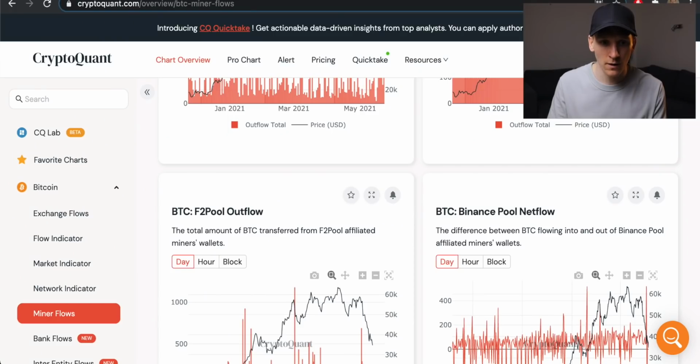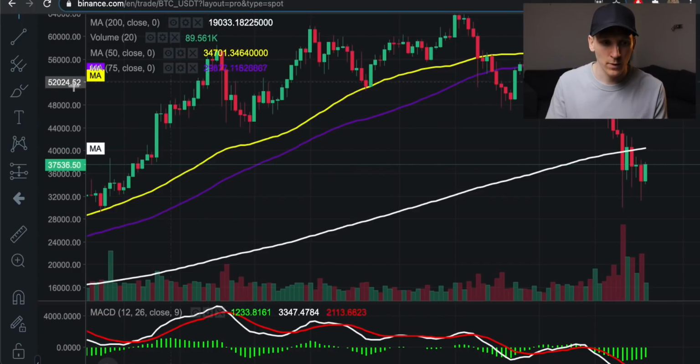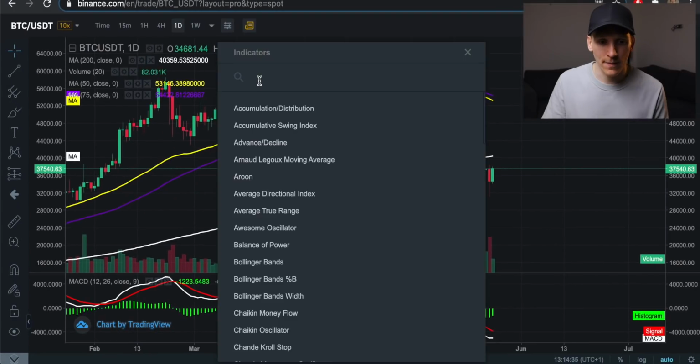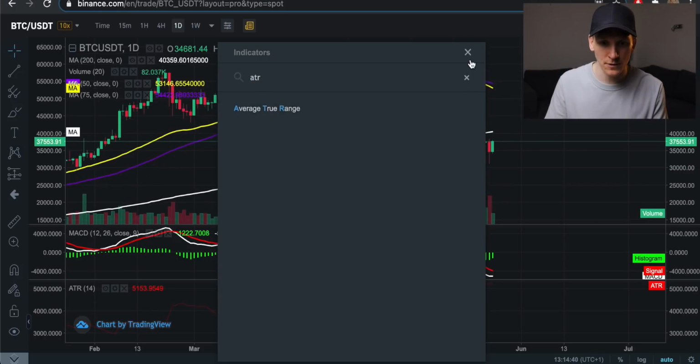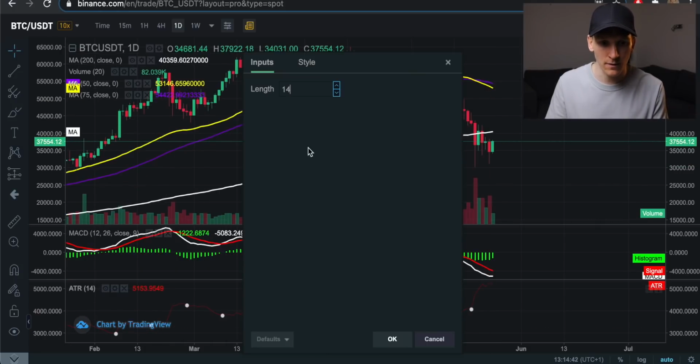So let's come to the chart and I will put this in for us. We can come up to indicators and then just search for ATR. It should be up there. So average true range, I've put that on the chart right now and it's down here. So let's just change this. I'm going to keep it on 14. That's good for me.